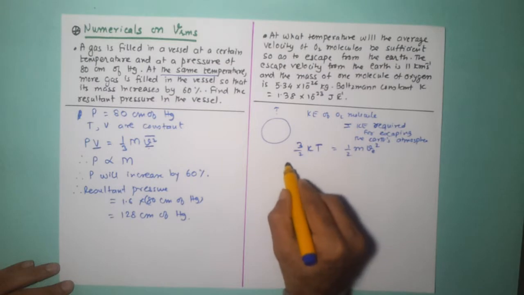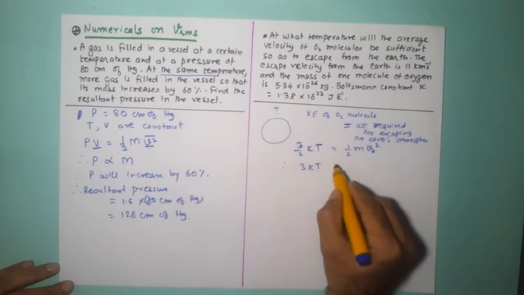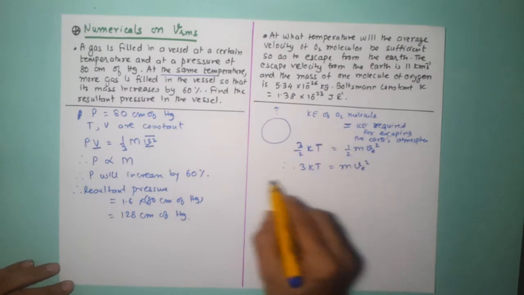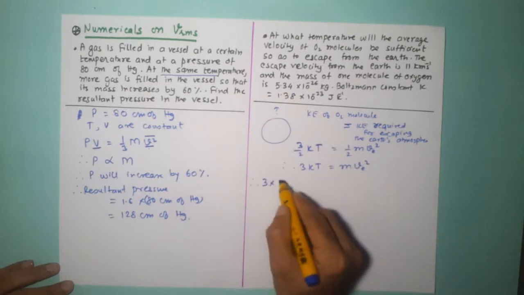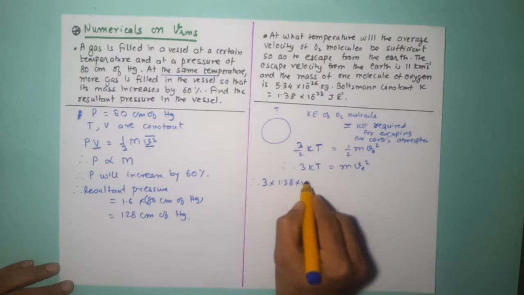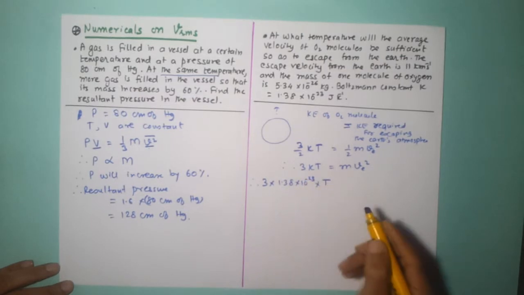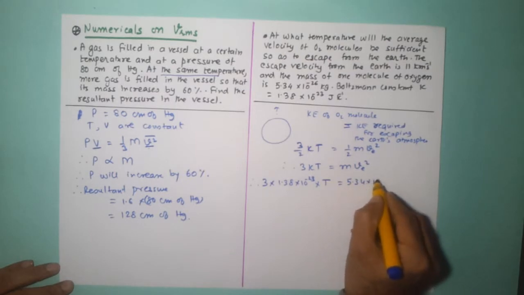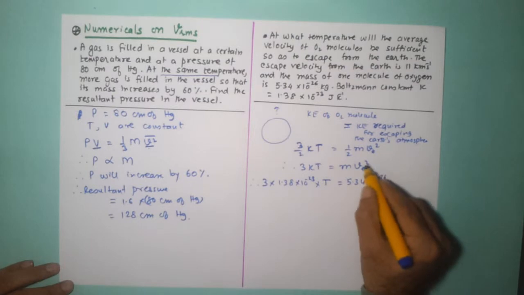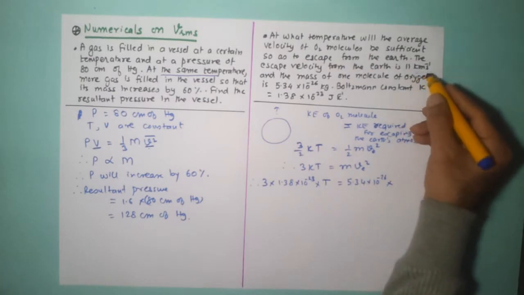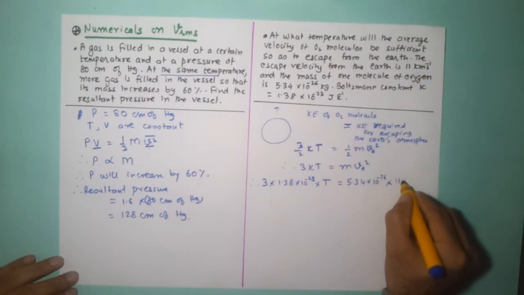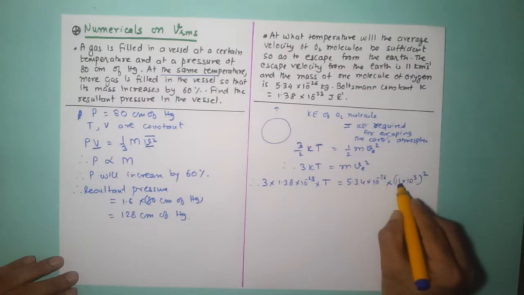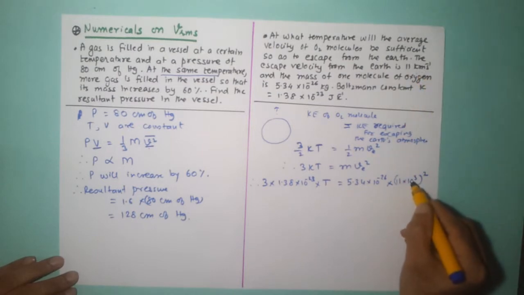I solve this equation, therefore I'll get 3 kT is equal to mv square. Now k is given as, so let me write those values, 3 into 1.38 into 10 raised to minus 23. Temperature is to be found out. Mass is given as 5.34 into 10 raised to minus 26 multiplied by v square. Now v is given as 11 kilometers per second. That would mean 11 into 10 raised to 3 meters per second, squared. This is because it is given in kilometers.